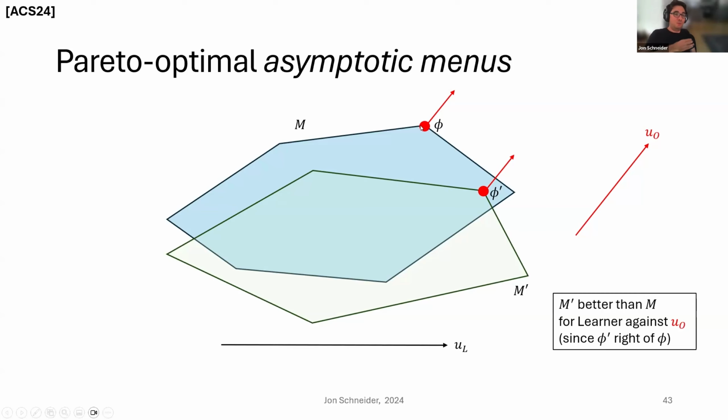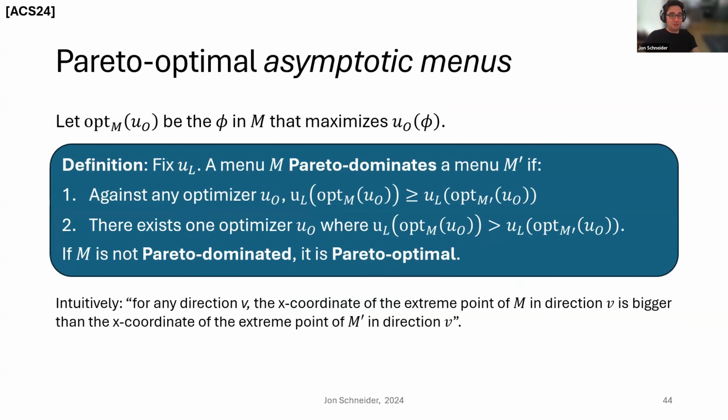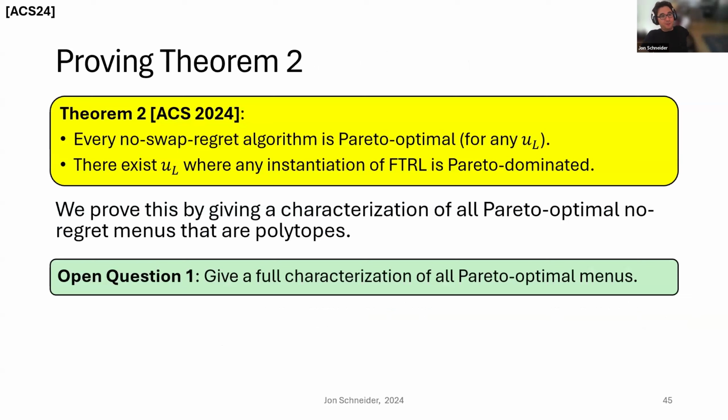Or I can ask, when does a convex set have this property that every extreme point in some direction has a bigger x coordinate than the extreme point in another direction. I'll skip this in the interest of time, but feel free to take a look at the slides. But a consequence of this is that you can now reduce this theorem about Pareto-optimality of algorithms to proving facts about convex sets living inside the m times n simplex. And that's what this paper does.